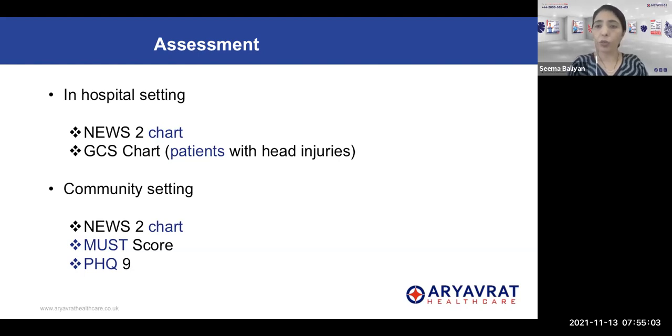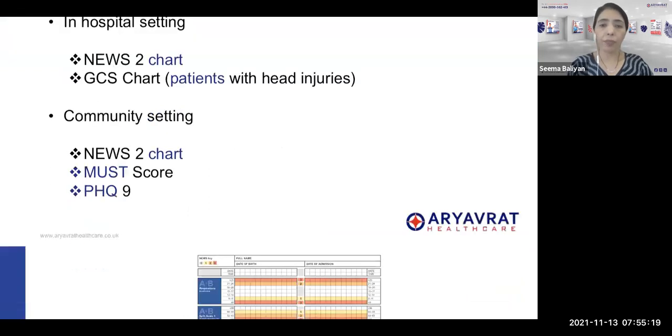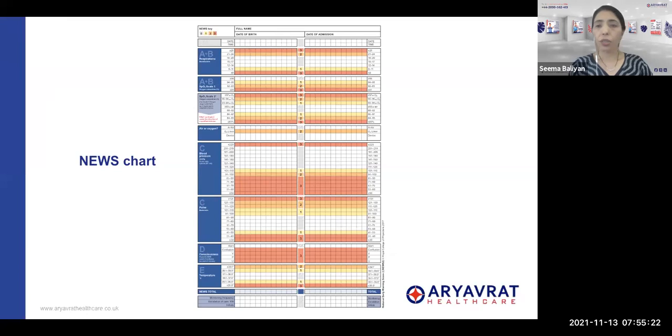Now I'm just going to quickly show you how all these charts look. Of course, we will be discussing these charts in much more detail throughout the online sessions as well as the face-to-face training. But please have a look just to get familiar with how these charts look. So this is what a NEWS chart looks like. Now the NEWS chart, as you can see, comprises all of the A, B, C, D, E aspects.